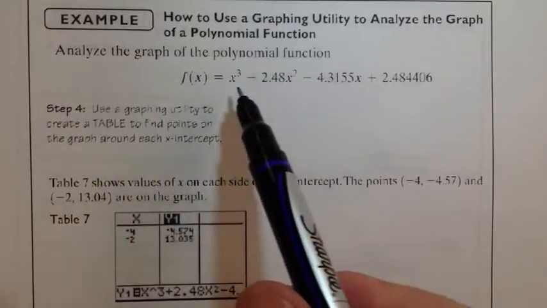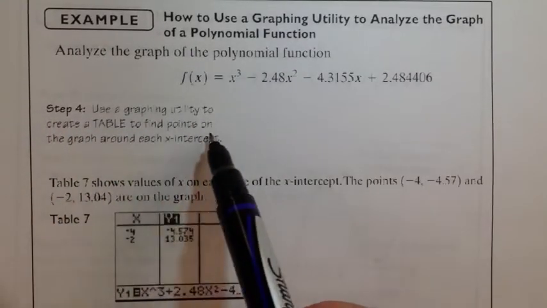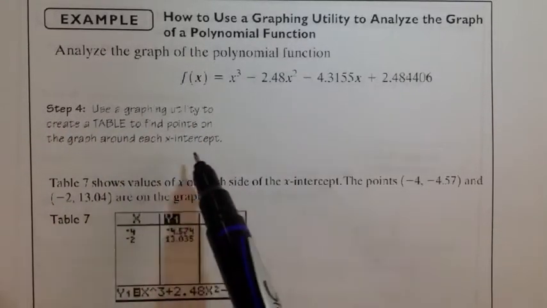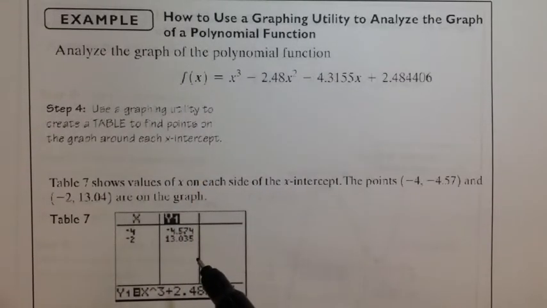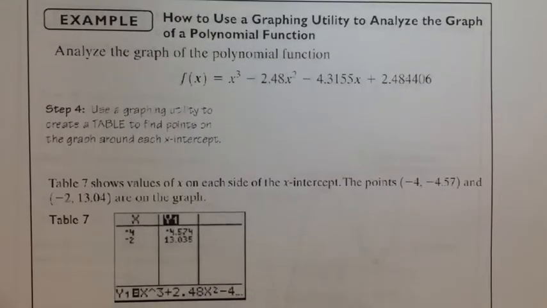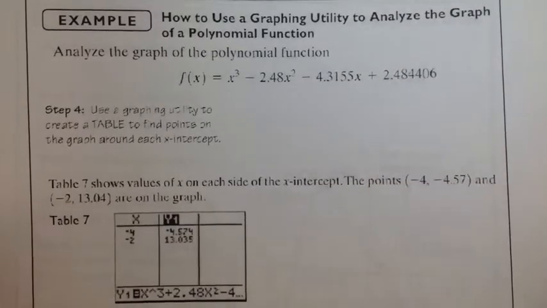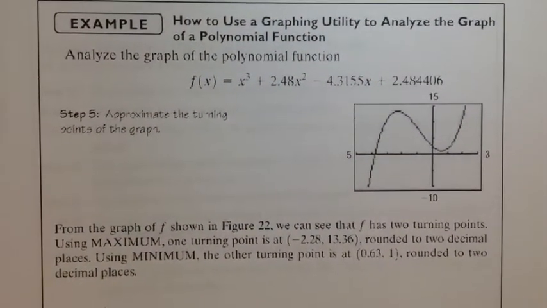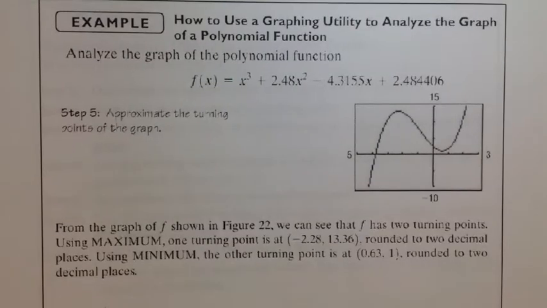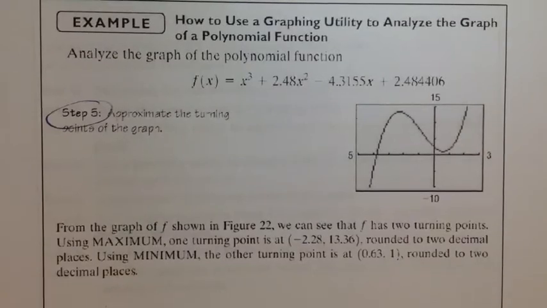We have the same function. Table 7 shows, so step 4 is to use the graphing calculator to create a table to find points on the graph around each x-intercept. Now, I'm not necessarily interested in doing that. What I'm going to do here is, let's go to the next slide. And can I do this without having to stop the video? Alright, approximate the turning points on the graph. Yeah, we want to get to that. Don't worry about that step 4 where you're going to be using the table to find points around the x-intercepts. We're going to look at step 5, approximating the turning points.